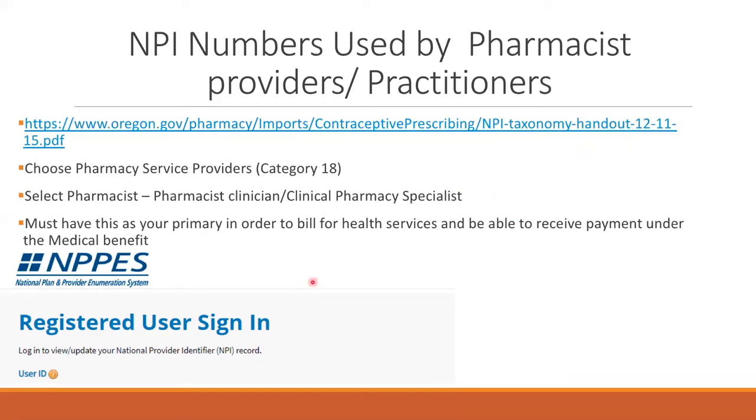You generally want to have this as your primary taxonomy in order to bill for healthcare services. There are ones that are just basic pharmacists that do not include pharmacist clinician. And some of the states that have gone with state provider status have asked their pharmacists to register specifically as a clinician to designate that they will be billing for medical services and not just billing through the pharmacy benefit.